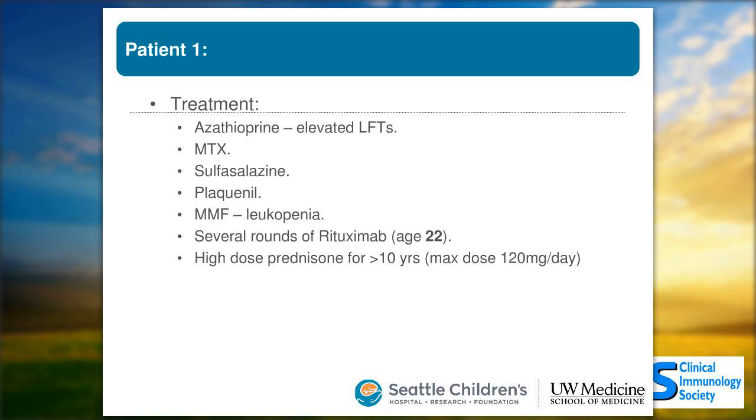Over the years, she was treated basically with everything. So they tried azathioprine, methotrexate, and you can see the list. She also received several rounds of rituximab around the age of 22. But most of the time, she was kept on high dose of prednisone. The maximum dose was 120 milligrams a day, and that was something she was taking for more than 10 years. She's a small lady. Her weight is 53 kilograms, so it's a pretty high dose of more than 2 milligrams per kilogram.